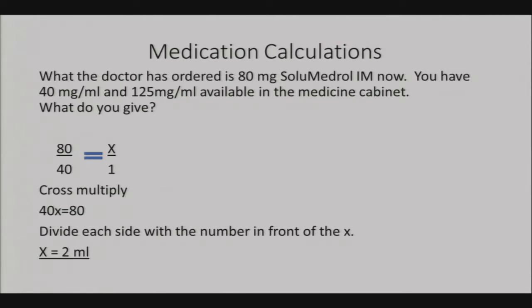All right. What your physician has ordered is 80 milligrams of Solu-Medrol. You have 40 milligrams per milliliter, and you have 125 milligrams per milliliter. That's all that you have available. Which one should you use? I would start with the smaller and work up. What your doctor ordered was 80. What we have on hand is 40. So 80 over 40, and we put x over 1, because we don't know how much that's going to be. Then we have 40x equals 80, so it's going to be 2 milliliters.